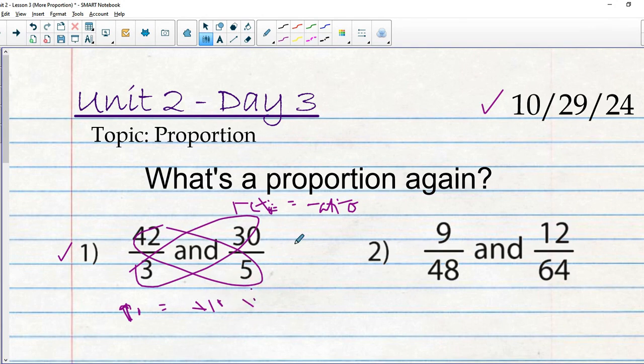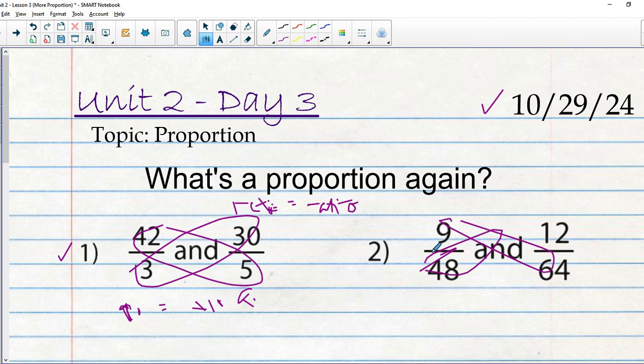Okay? You can't see any of the writing. It's okay. Now, for the next one, we're going to look at 9 times 64 and 48 times 12. So let's see. 9 times 64 is 576. All right, again, you might have to just listen to me. I'm having an extremely hard time writing.